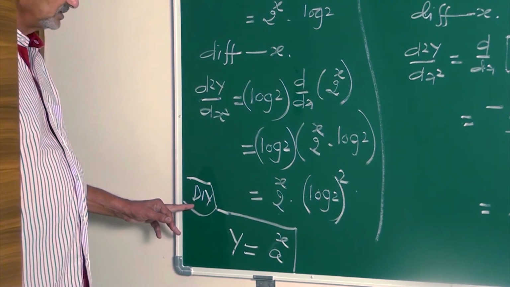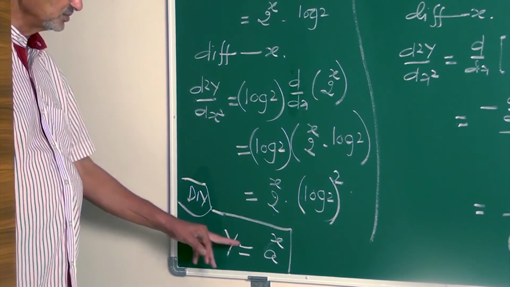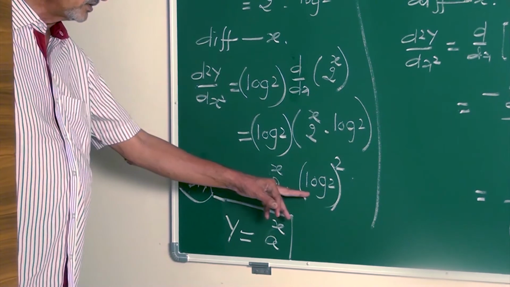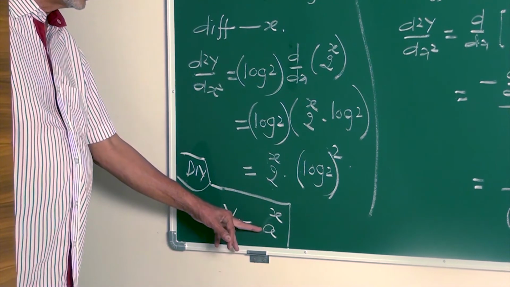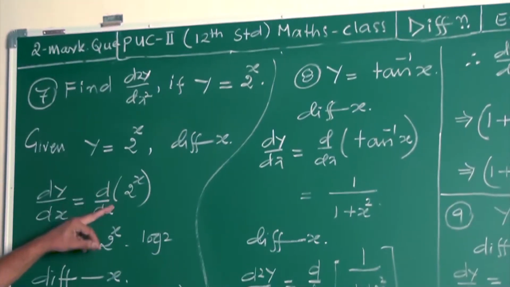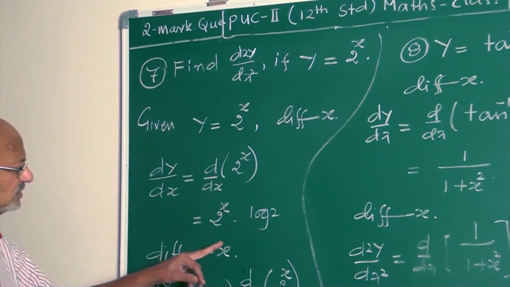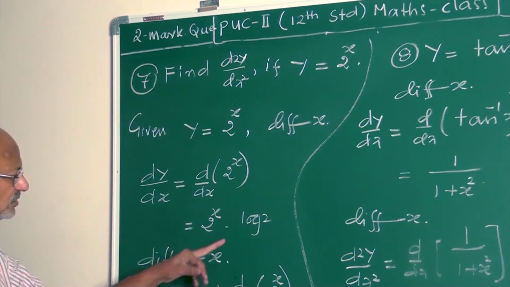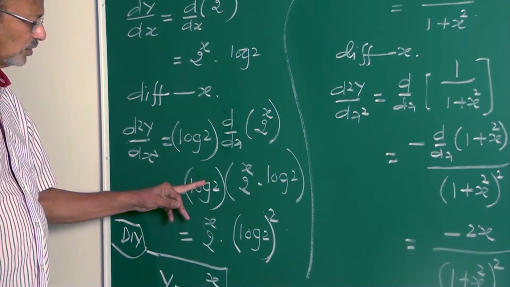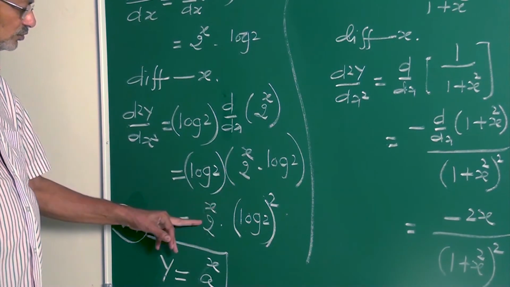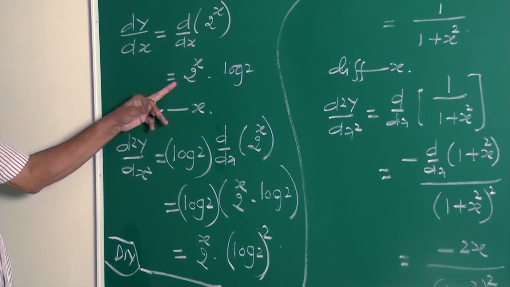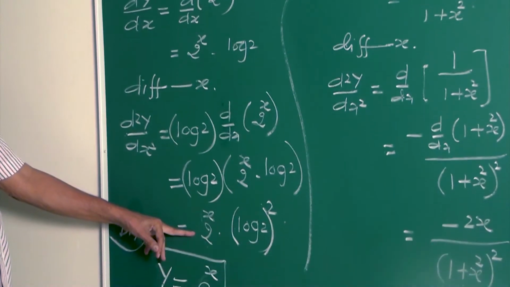This is, do it yourself. What is the change? Instead of 2, it is a, you get a to the power x into log a the whole square. Do at home, do yourselves. This is first 2 to the power x into log 2, again 2 to the power x into log 2, as it is, 2 to the power x into log 2, log 2 whole square into 2 to the power x. This is the second derivative. Now for the first derivative 1 mark, for the second derivative second mark.